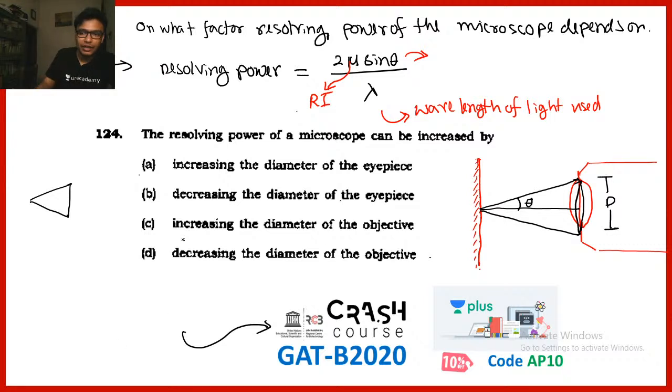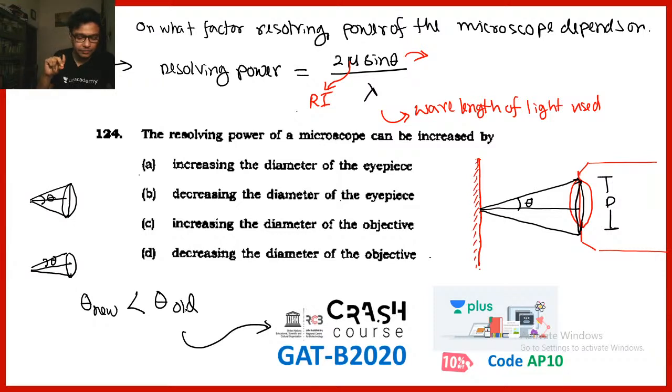Imagine you have shrunken the diameter of the objective. This was the objective, and now your diameter is low. What would happen, guys? You would find the change in theta. Theta new would be lower than theta old. So when you decrease the diameter, your theta decreases, and when theta is low, sine theta's value would also be low.